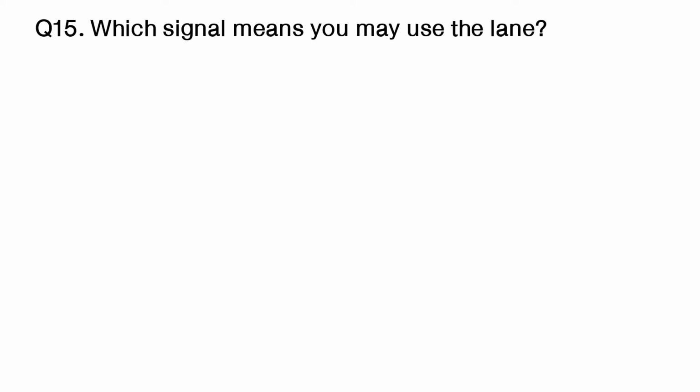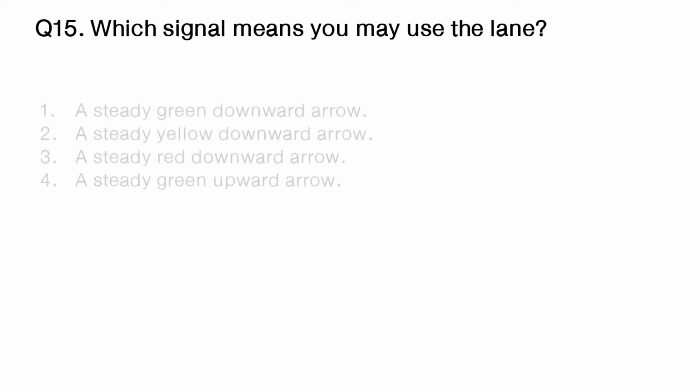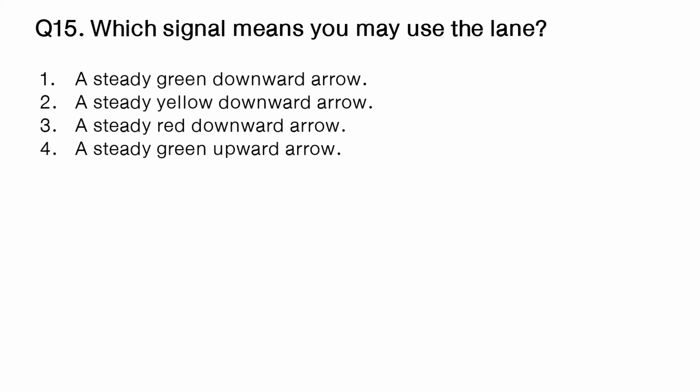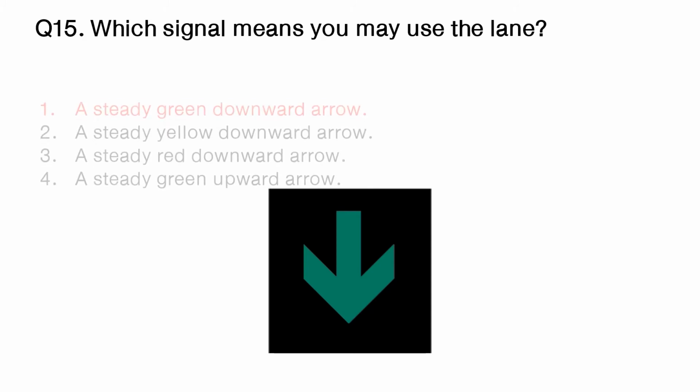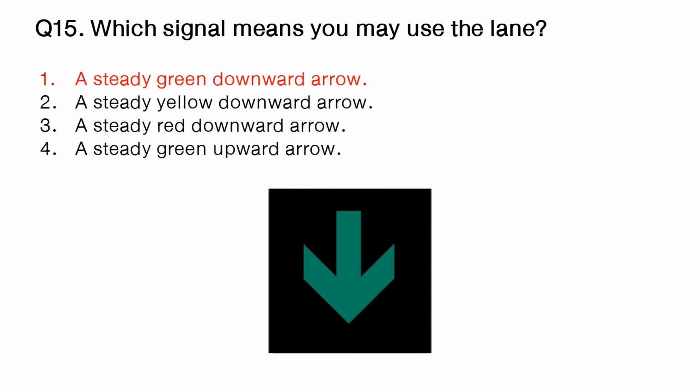Question: which signal means you may use the lane? Option number 1. A steady green downward arrow. Option number 2. A steady yellow downward arrow. Option number 3. A steady red downward arrow. Option number 4. A steady green upward arrow. The answer is option number 1. A steady green downward arrow.